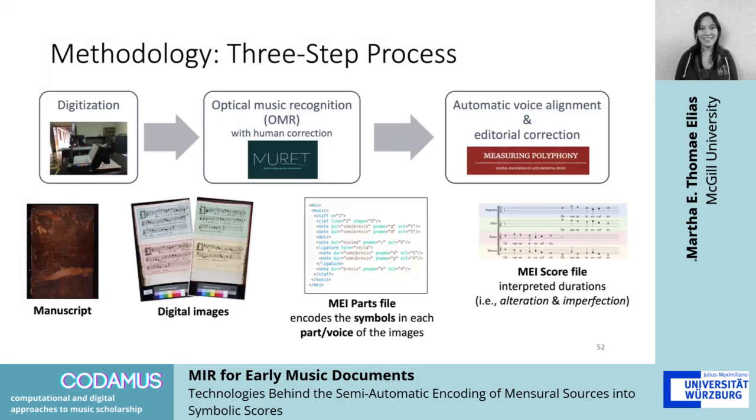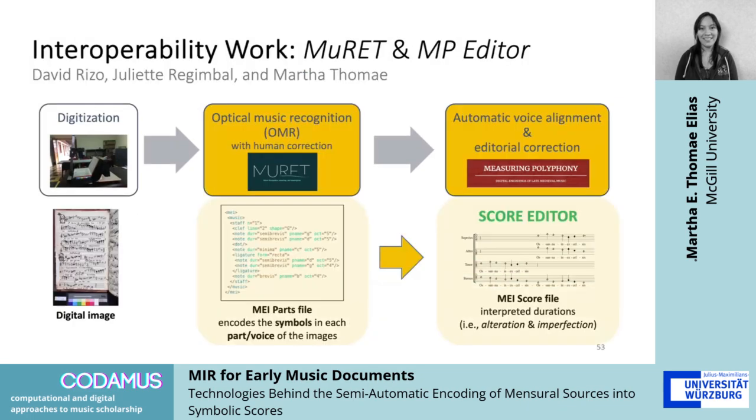Of course, there was a lot of work that had to be done, for example, for making these two tools that already existed interoperable. So that MuRET, the OMR files that were exported, were actually useful for the Measuring Polyphony project. So we made them so that they follow certain Measuring Polyphony specifications.